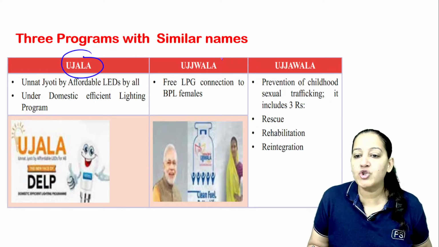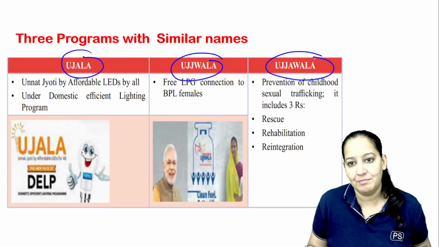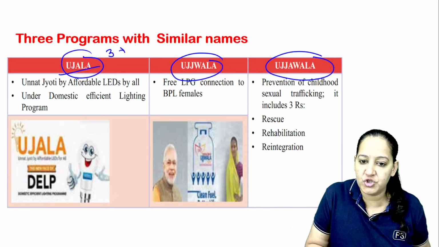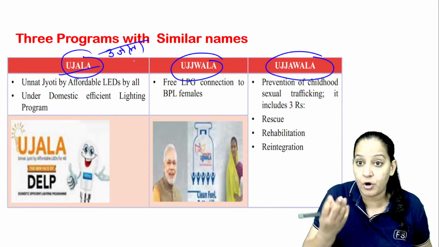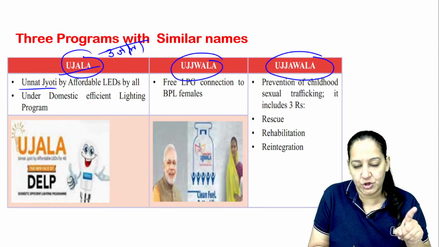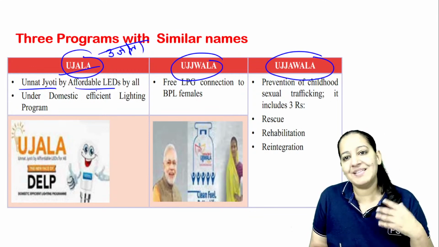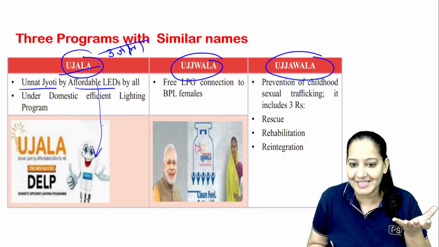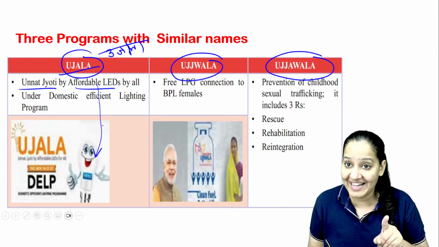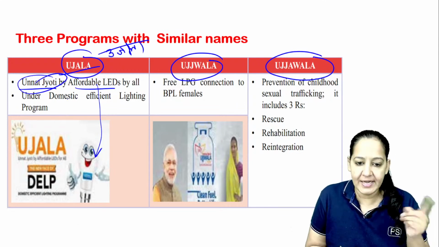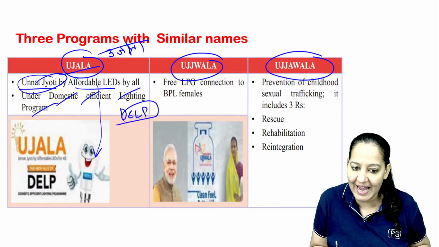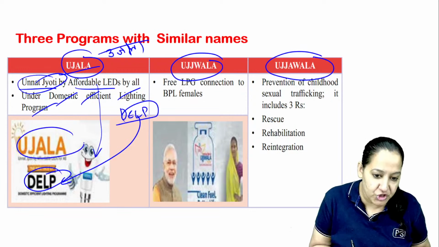Ujjala. Please see the spelling and pronounce it. Ujjala, in Hindi, it is written like that. Ujjala means light, roshni. So Ujjala is looked after by Unnat Jyoti by Affordable LEDs. It means to provide affordable LEDs to all the village people and all the periphery. Affordable LED program. It is governed by Unnat Jyoti. It is under the Domestic Efficient Light Program, DELP. You can see, DELP, Ujjala.